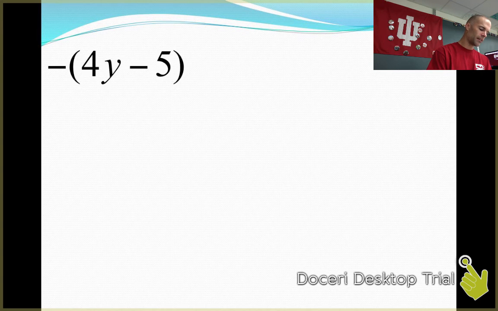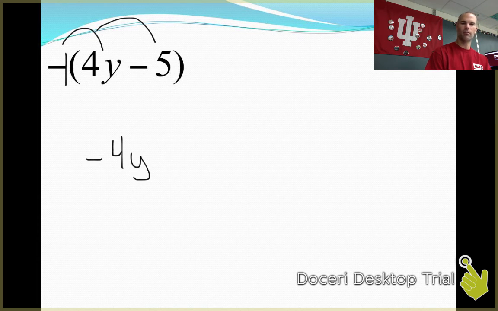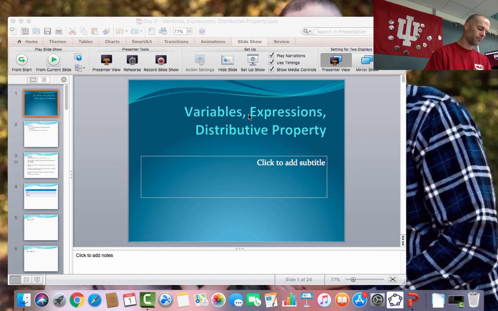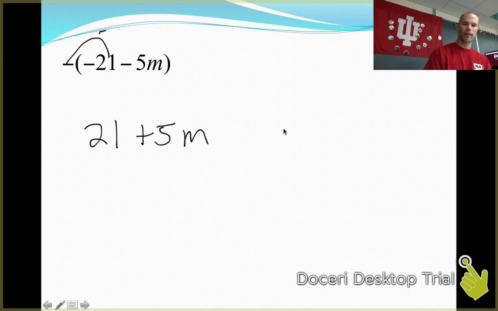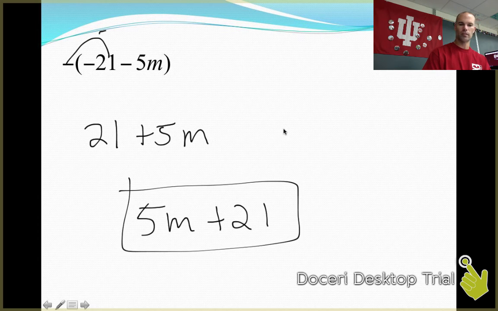Okay, there's technically a negative 1 for the coefficient, so we have to distribute the negative 1 out. So this would give you a negative 4y, and then a negative 1 times a negative 5 is going to give you a positive 5. Again, we're going to distribute the negative 1 out. So that's going to change that to a positive 21 plus 5m. Now we're going to write this in standard form, so this would be 5m plus 21. The constant always wants to come last.